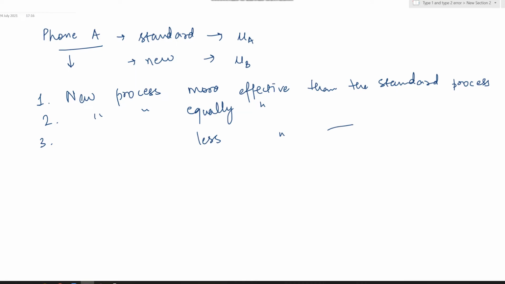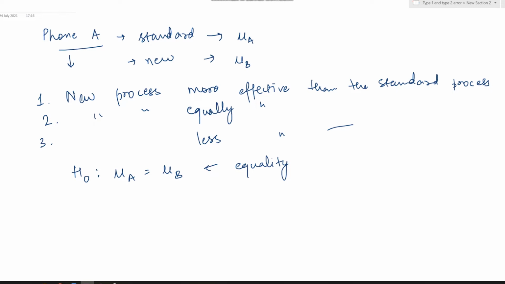Now let's understand what is null hypothesis and alternate hypothesis with the help of this particular example. Actually the null hypothesis is the hypothesis of equality. Hypothesis is nothing but an assumption that we make. So in this case, if we assume that the lifetime of phone A produced by the standard process and the lifetime of phone A produced by the new process is equal, our null hypothesis is denoted by H naught, which would be that mu A equals mu B, since this is the hypothesis of equality.